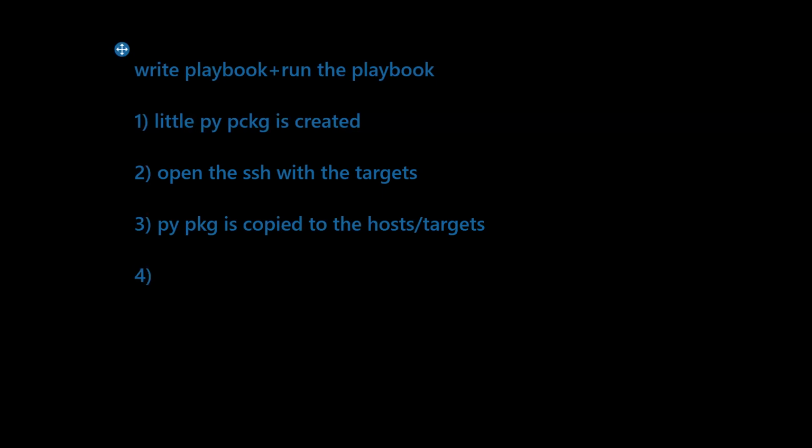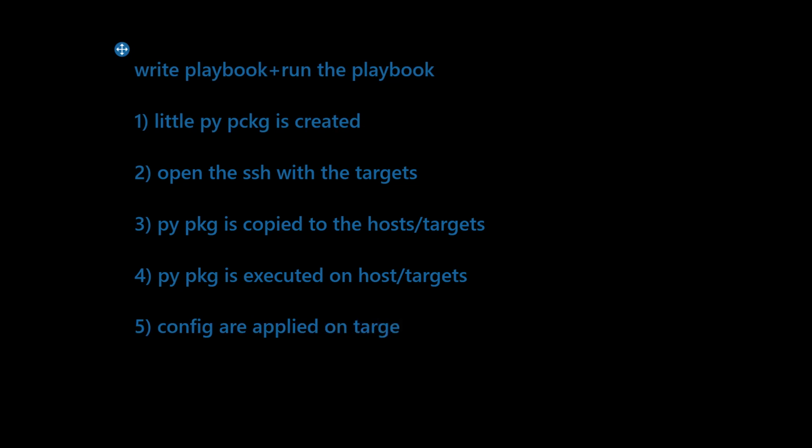Then what happens? And how is the package created here? Because you have Python running on the controller machine. Python should be there on the controller machine and also on the target machines, as we discussed already. So using that, the Python package will be created when you run the playbook. This package is copied to the targets, and you have Python on the targets also. So this Python package is executed on the targets. Once the package is executed, configurations are applied on the targets or host machines. Configurations are applied means yes, automation is done, that's all.